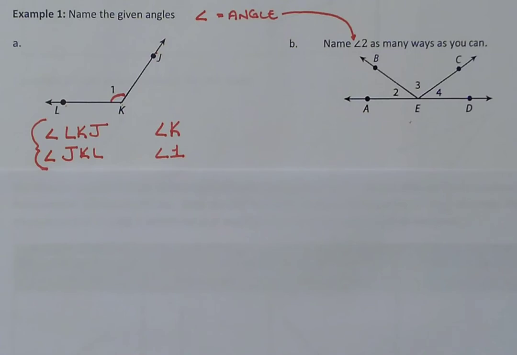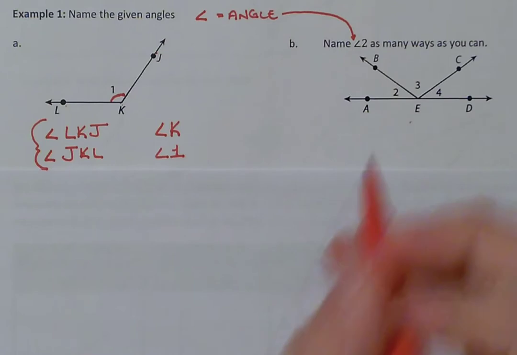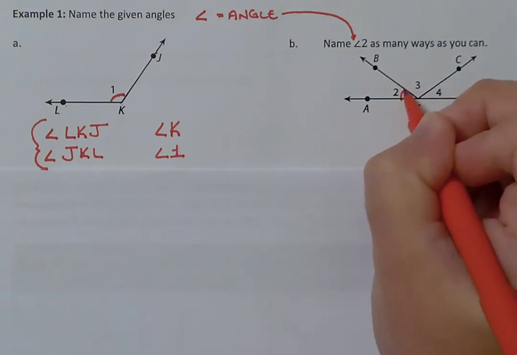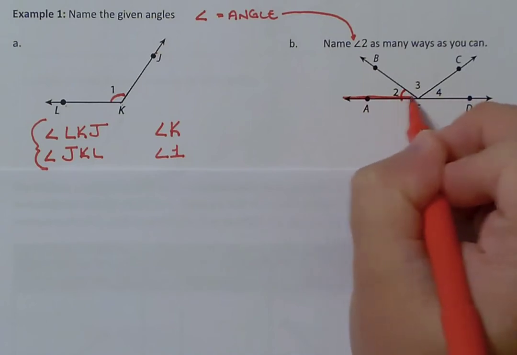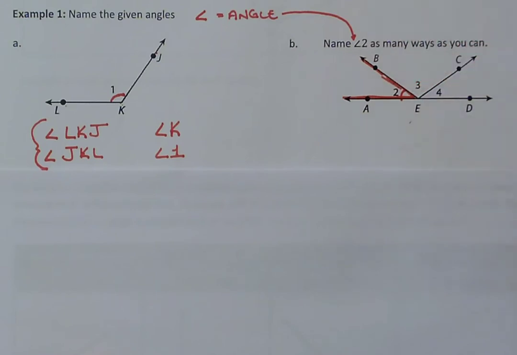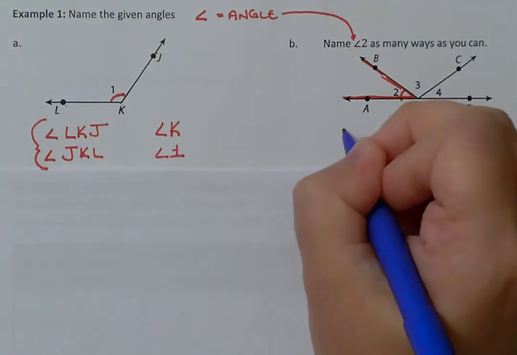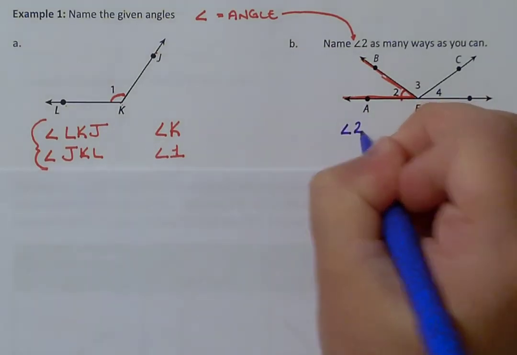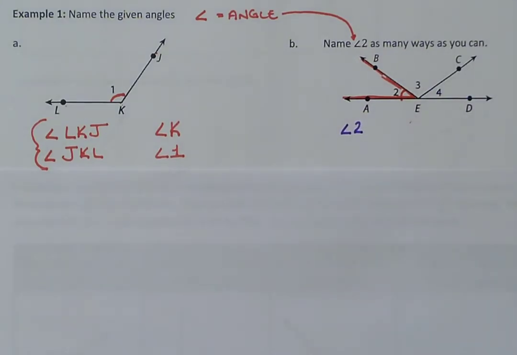All right, if we take a look at part B here, it talks about naming angle 2 as many ways as you can. So angle 2 refers to this angle right here. So it's going to include these sides of the angle. So we want to go through and name that angle as many ways as we can. And they gave us our first way to do that, and that is by saying angle 2. Now, there are 2 more ways that we can name this, and we're going to use the 3 points on the angle to help us.